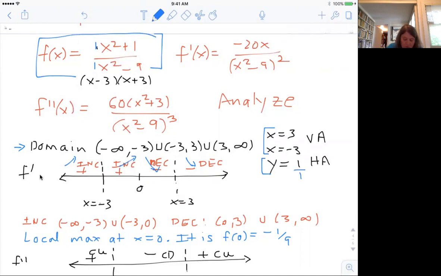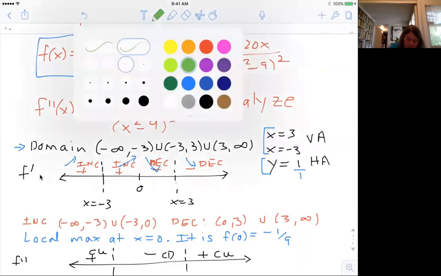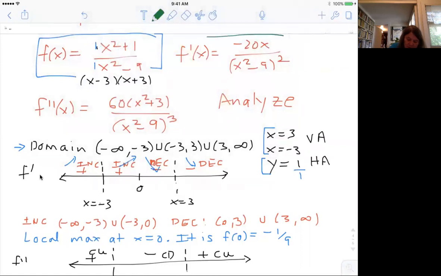Okay, so what does the first derivative tell me? So I'm going to go on to talking about the first derivative. Here's the first derivative, right here. Looks like that. So now I'm dealing with that. For the first derivative, again, I draw a number line. I look for critical numbers and I put the asymptotes on. We know the asymptotes are x equals 3 and x equals minus 3. So we put that on.